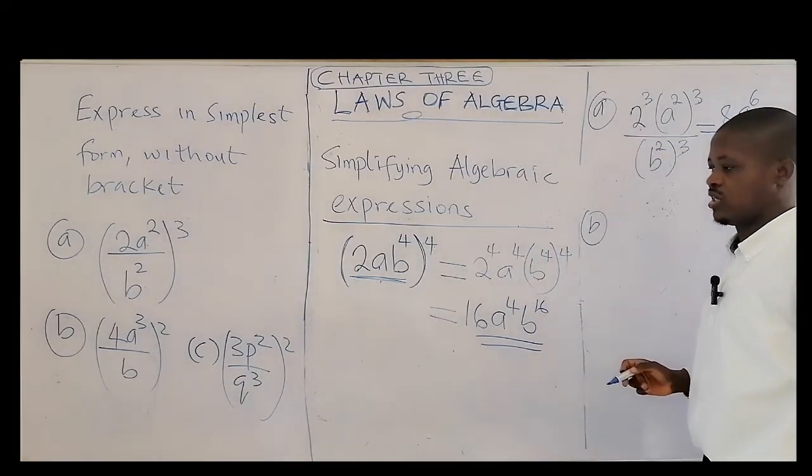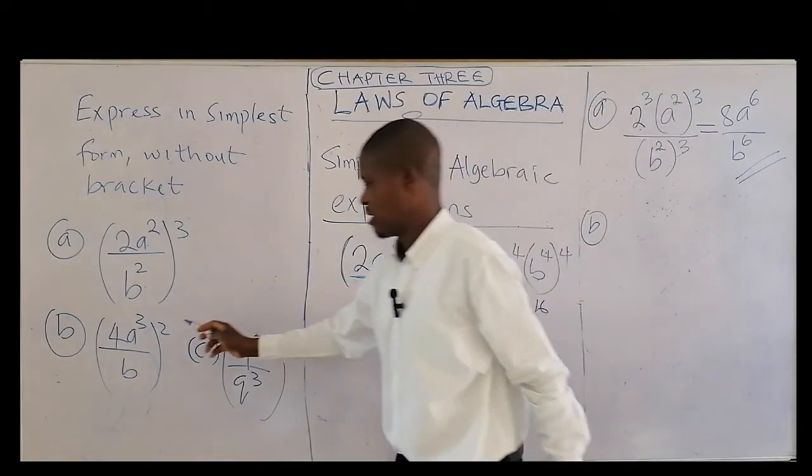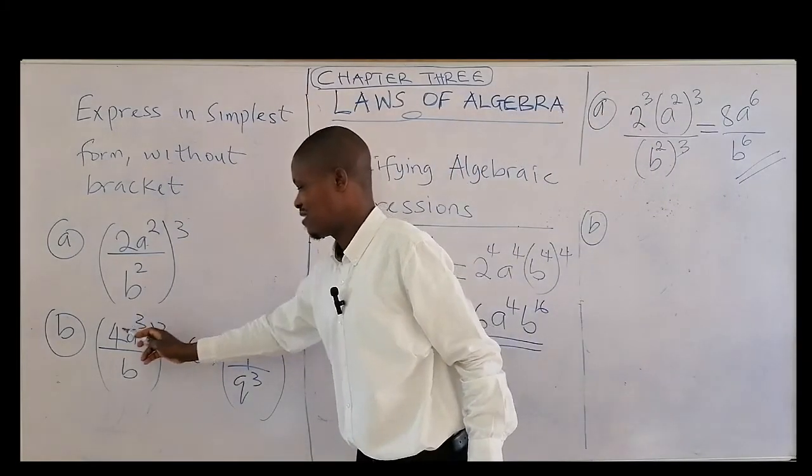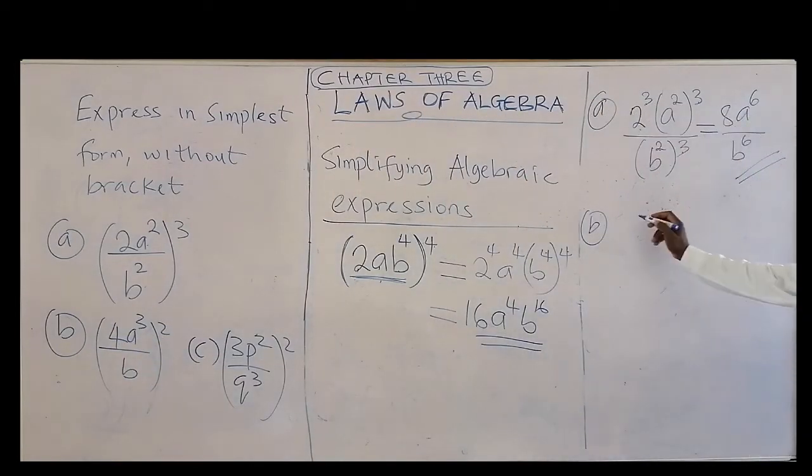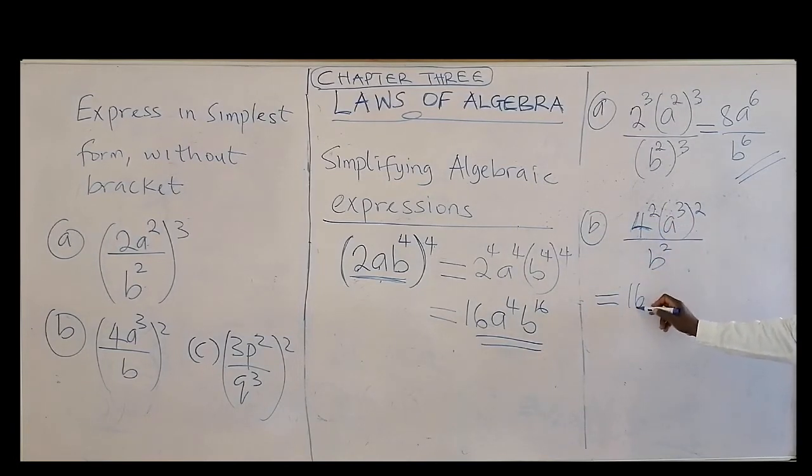Number 2. It is the same thing also. The question 2, the exponent, the power, is going to affect each of the contents of the fraction, and that will be 4 to power 2, a to power 3 times 2 all over b to power 2, and this will be equal to what? 4 to power 2 is 16, and then this one times this one, that's 8 to power 6 bt. And that ends that question.